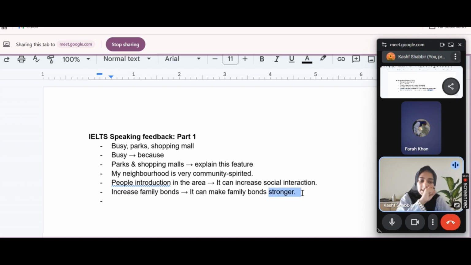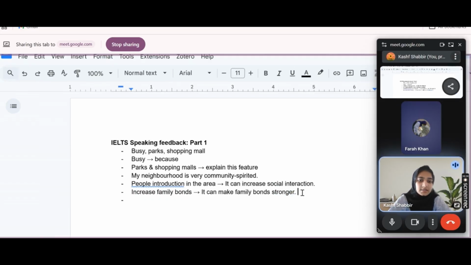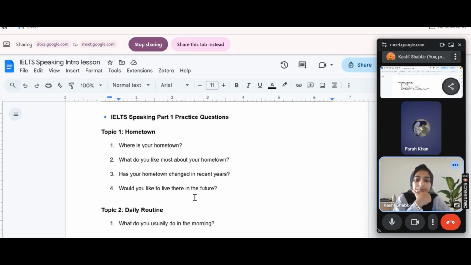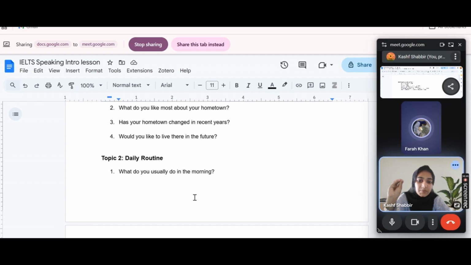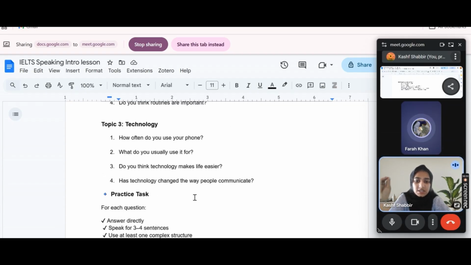For example, spending time together in the parks or in some kind of entertainment activities such as shopping or watching a movie together, it can make family bonds stronger. All right, so we are done here. Now we need to practice part one more, right? We will practice the topic of daily routine in our next lesson, and technology as well.